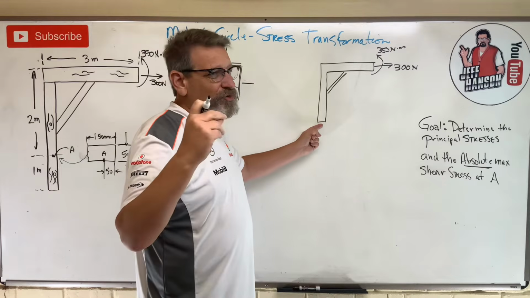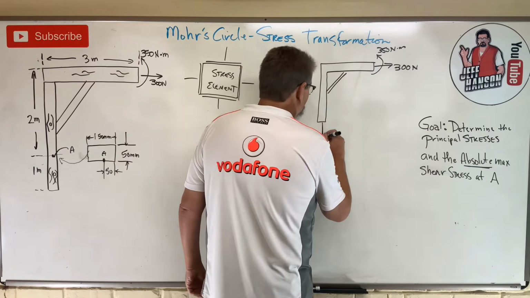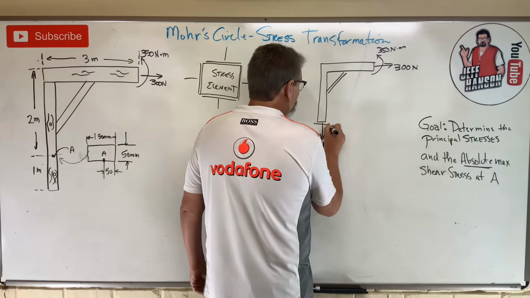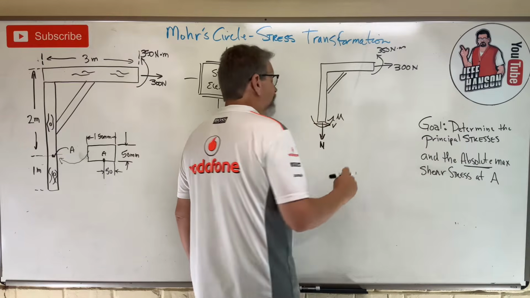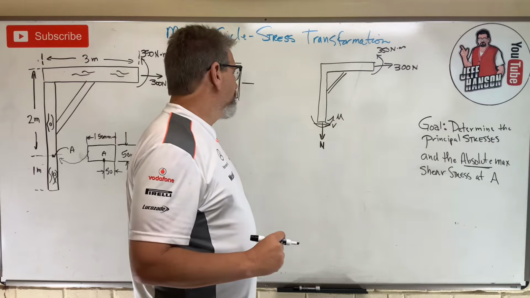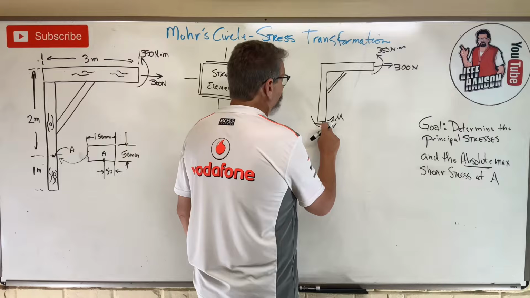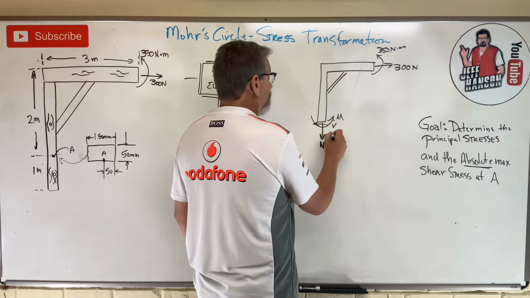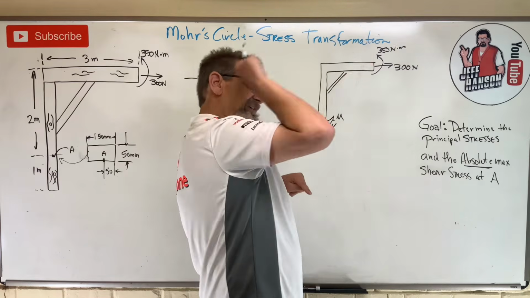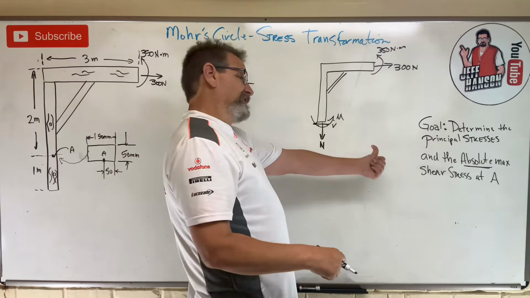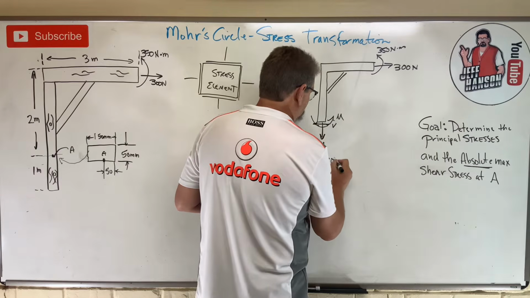Because every time you cut the beam, you must have an N, V, and M. Okay, right? We've got an N, we've got a V, and we've got an M. So let's see if we can find those things. Now I'm going to move this arrow here. I'm going to put the arrow that way. Why? Because I think the 300 is pulling me this way, then this V has to go that way, right? And right off the bat, V is equal to 300 newtons.